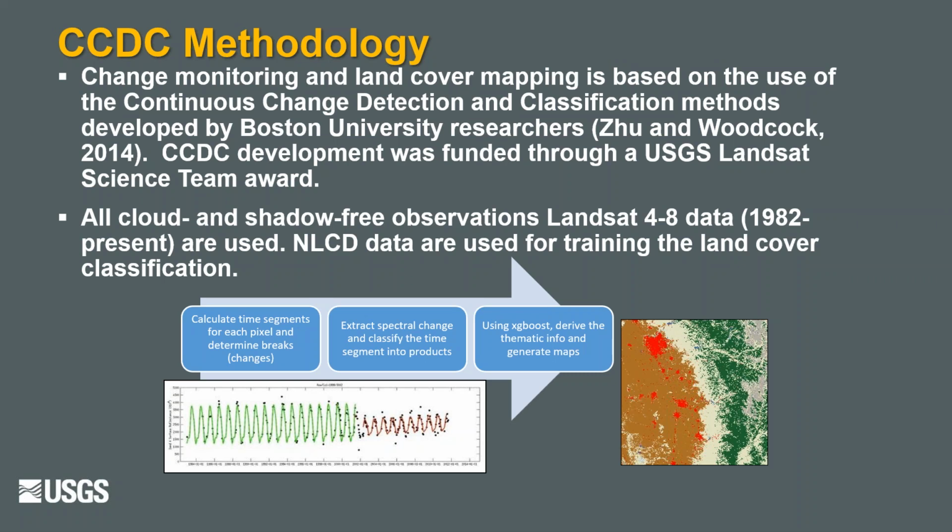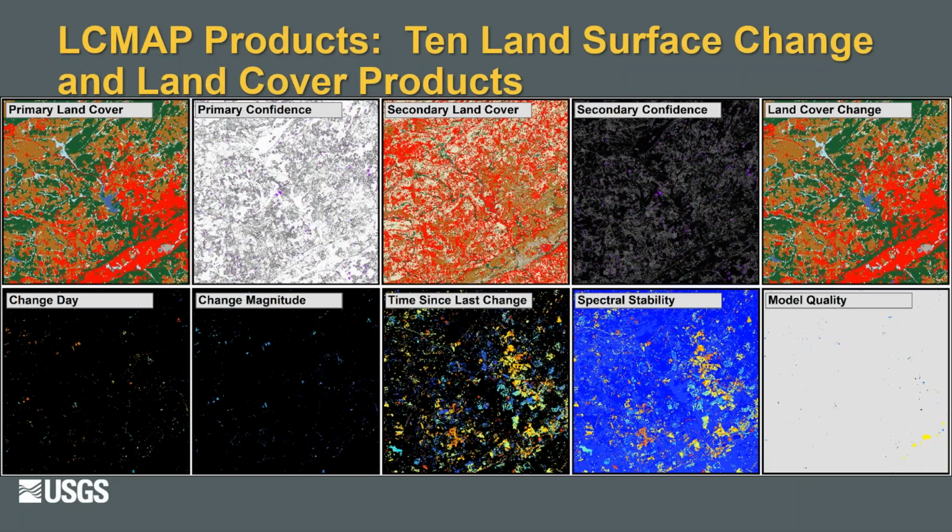And then at that point, we have all of these change coefficients for each pixel, and we use XGBoost, which is a regression tree machine learning classification tool, to derive the thematic information, the land cover information, and generate maps. And what you see on the right is an example of one of our data sets, although you've already seen some data because I showed you the animation at the beginning.